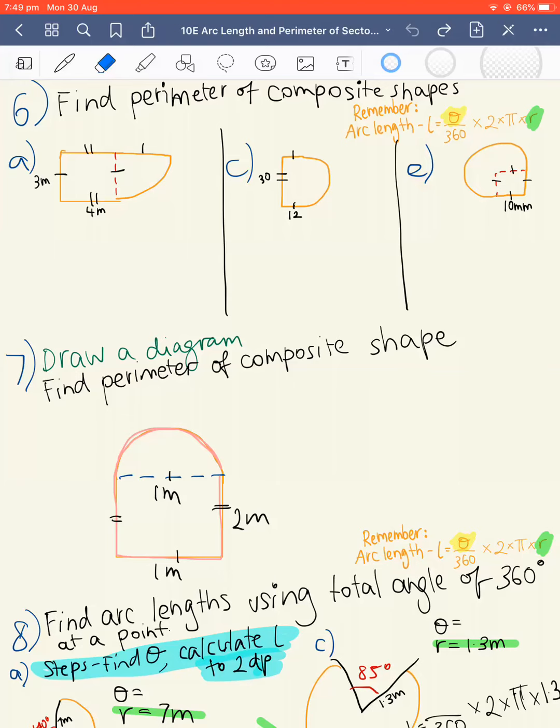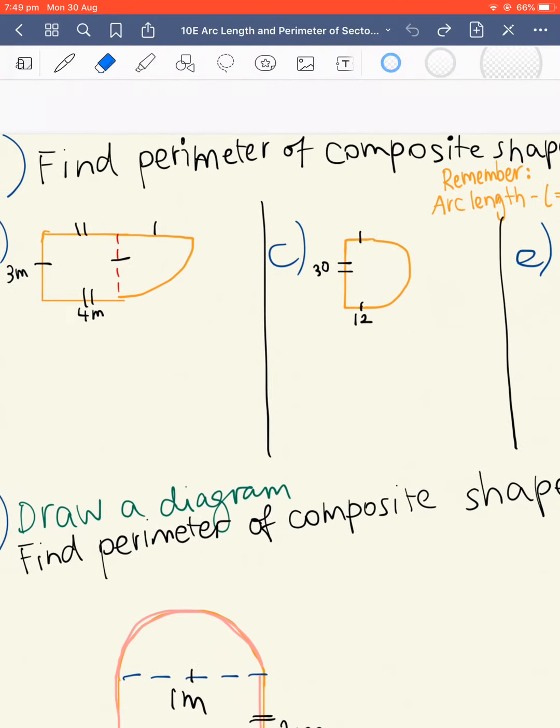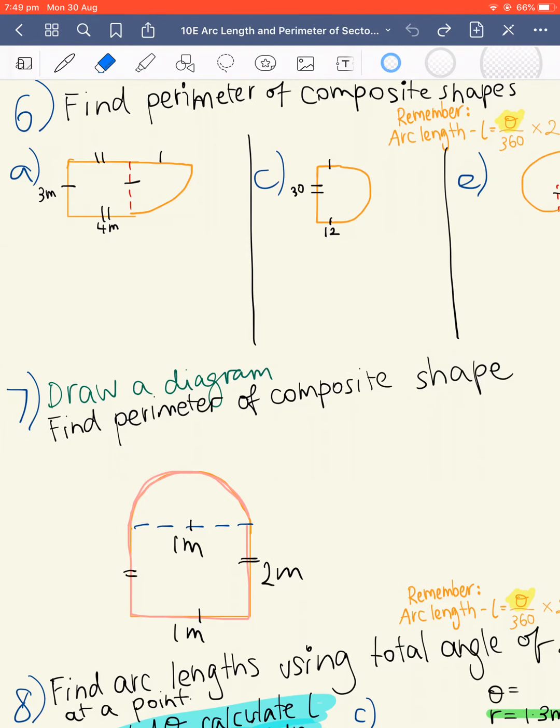Okay, now going through questions 6, 7, and 8. With question 6, we are finding the perimeter of these composite shapes. What you need to be aware of with perimeter is that we are doing just the outside, and the best way to approach these is to separate out your two shapes. For each of them, we are after just the perimeter.